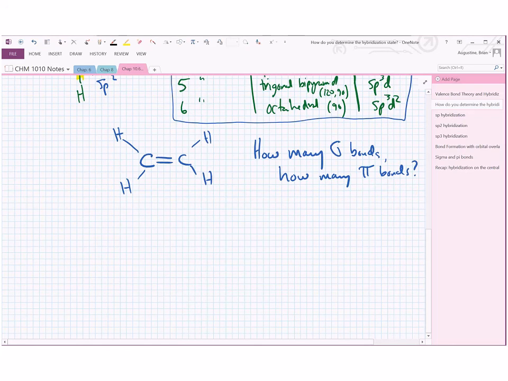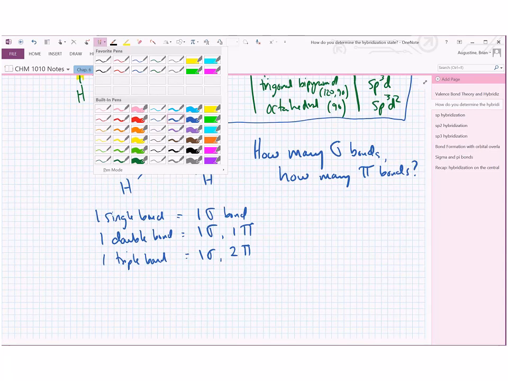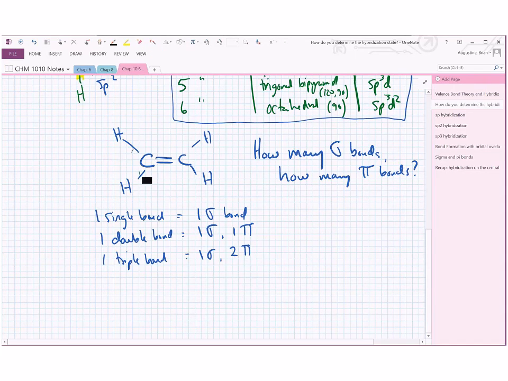All right, how do we answer that question? Well, one single bond equals one sigma bond. One double bond equals one sigma and one pi. And one triple bond equals one sigma, two pi bonds. So in the molecule above, 1, 2, 3, 4, 5 sigma bonds and 1 pi bond.